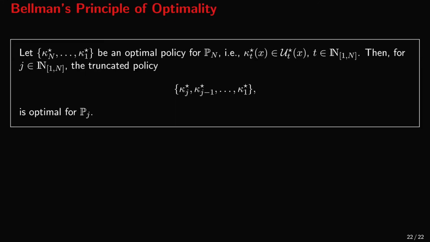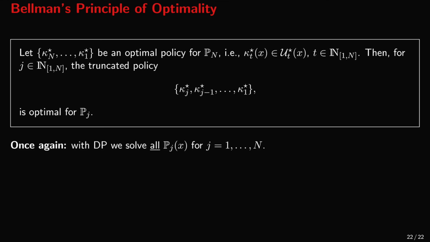Lastly, we have Bellman's principle of optimality. Suppose we have solved the optimal control problem with horizon n, and we have obtained an optimal policy consisting of the control laws kappa_n star, kappa_{n-1} star, and so on up to kappa_1 star. Then, for any j between 1 and n, the truncated policy from kappa_j star to kappa_1 star is optimal for the problem with horizon j.